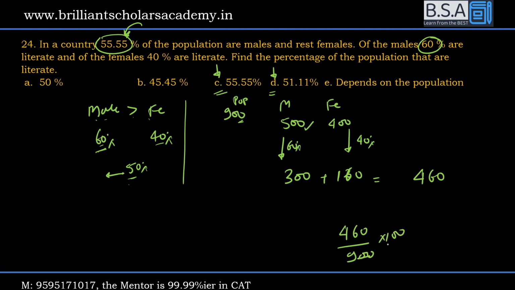So two zeros are gone. You simply divide this. 5 times it is 45. Remaining is 10. 10 upon 9, 1 point something. 51 point something.